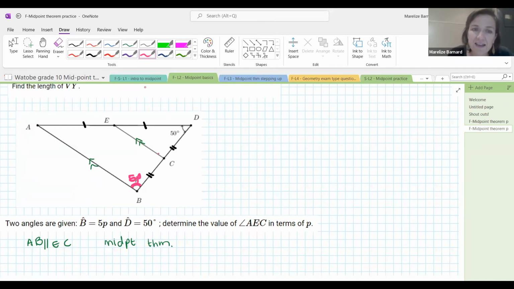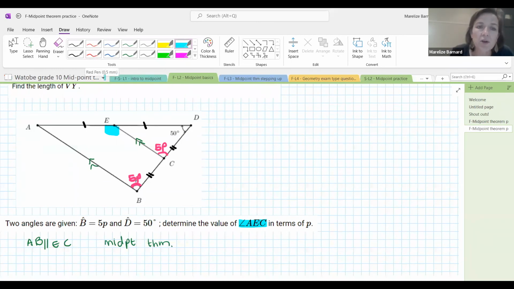Angle C, I agree. Angle C. So which is the one that we're actually looking for? The one that's asked in the question. It's angle AEC, this one here. We have to write it in terms of p. Remember, when we write an angle in terms of a variable, it just means that it's not going to have an actual number. It's going to have variables in its answer.